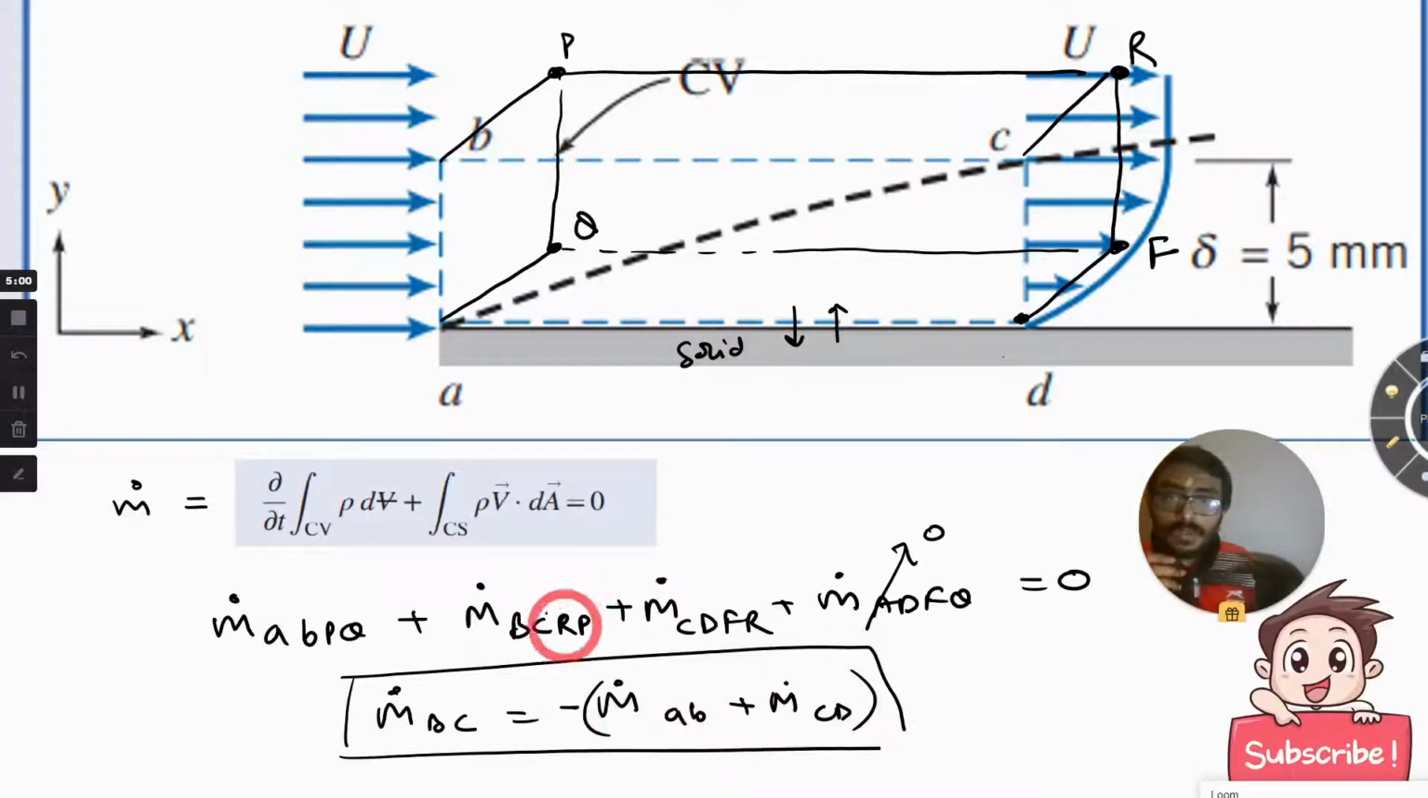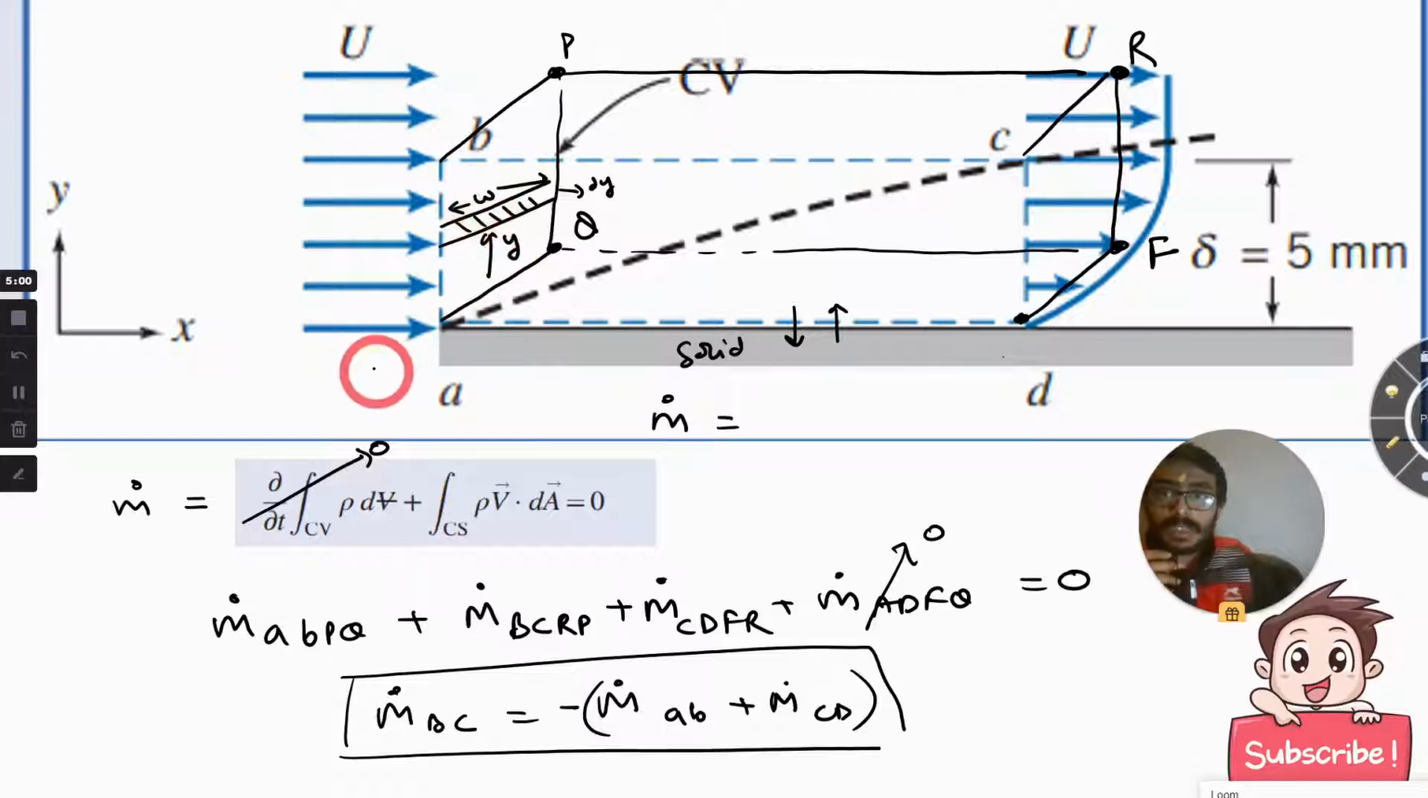Now, in order to find the mass flow rate, we know that because the flow is incompressible and steady, this term is equal to 0. So we are left with this flux equation. So the mass flow rate is equal to this flux equation. So the mass flow rate across this AB will be equal to, let us assume a very small area of length dy and depth w at a distance y from the coordinate system. Let us say that this is our 0,0 coordinate system.